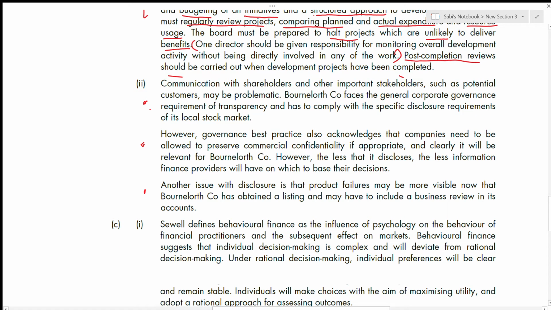However, governance best practice also acknowledges that companies need to be allowed to preserve commercial confidentiality if appropriate, and clearly it will be relevant for the company. However, the less that it discloses, the less information finance providers will have on which to base their decisions. And finally, another issue with disclosure is that product failures may be more visible now. That is one issue. If you're communicating to the finance provider, product failure may be more visible now that the company has obtained a listing and may have to include a business review in its accounts. So all these are issues.